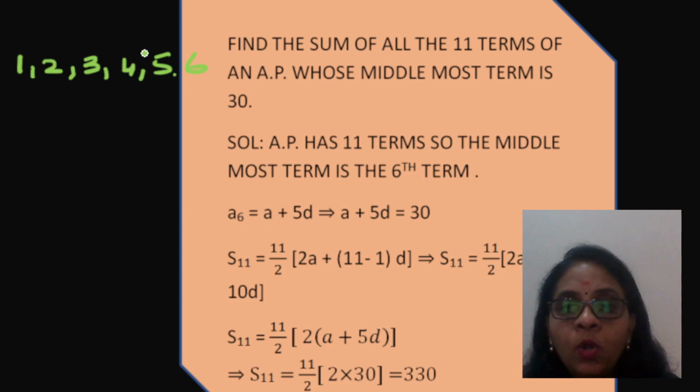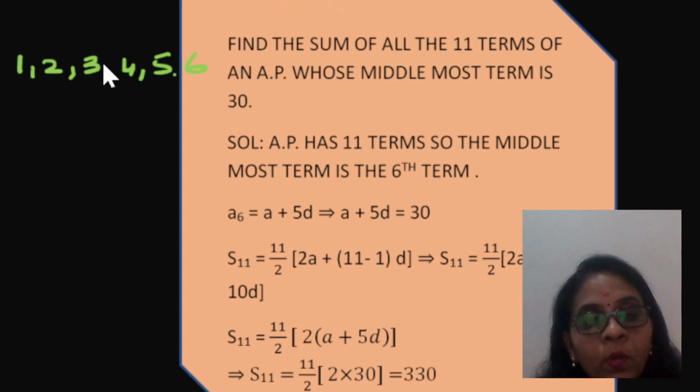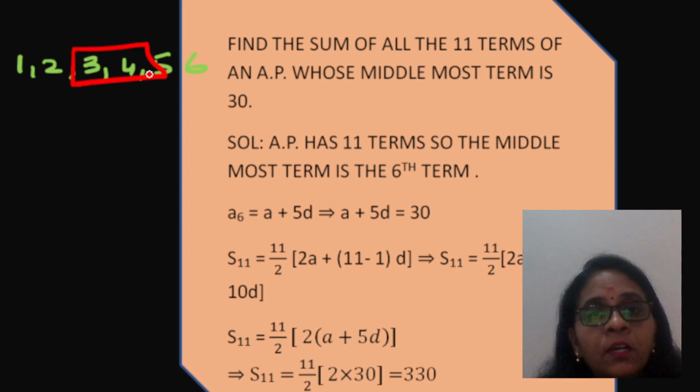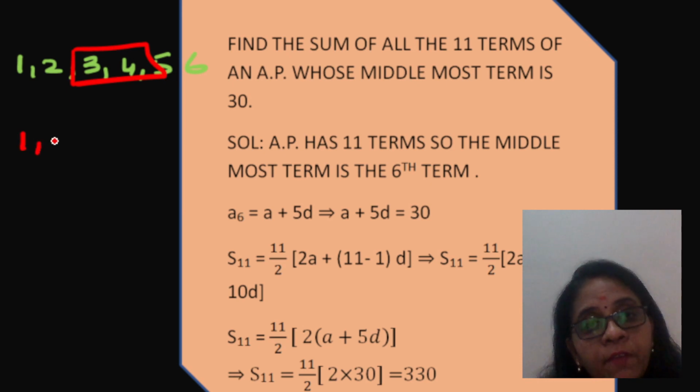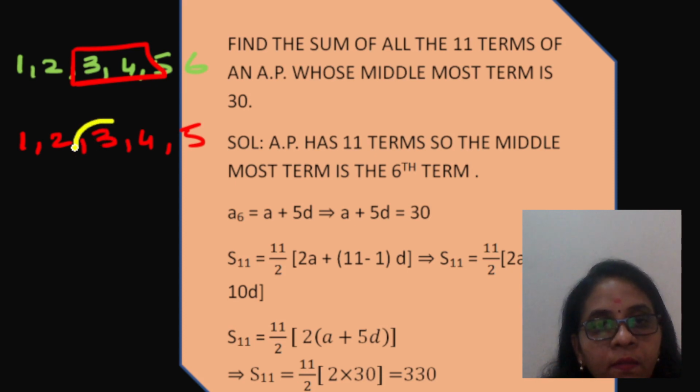So can you locate a middle term, exactly one middle term from this? Can you locate? No, right? We cannot locate. But can we locate more than one middle term? Yes, we can locate two middle terms here. The two middle terms are 3 and 4. Okay. In the same way, if I have 1, 2, 3, 4 and 5, can you locate a middle term? Yes, we can locate a middle term, and that middle term is 3.